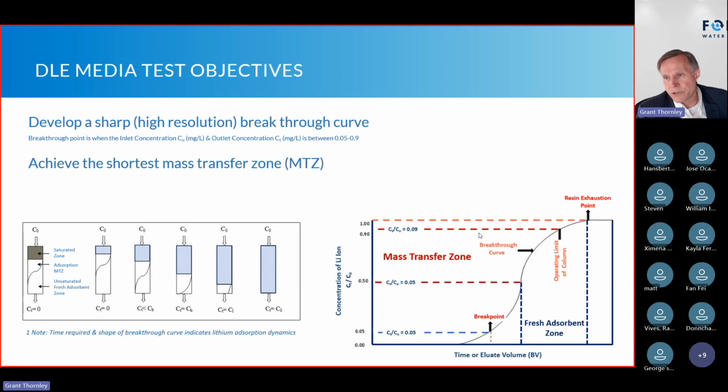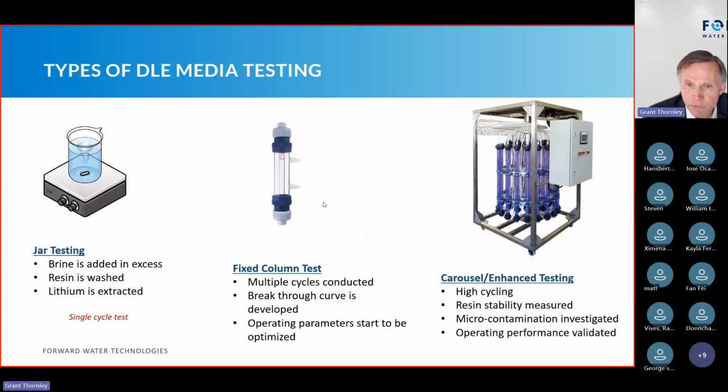Definition: when you take a look at what a breakthrough curve is, this inflection point is hopefully very sharp and short. By definition, the breakthrough point is when the ratio of my outlet concentration to my inlet concentration is between 0.05 and 0.09, which is right here. That's where you're going to see your breakthrough occur. So by definition, let's get everyone on the same page.